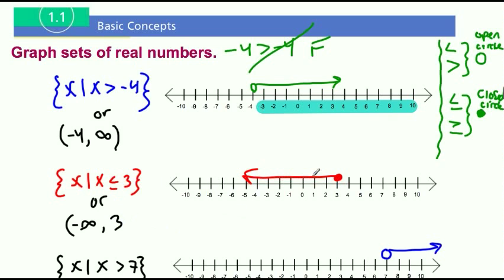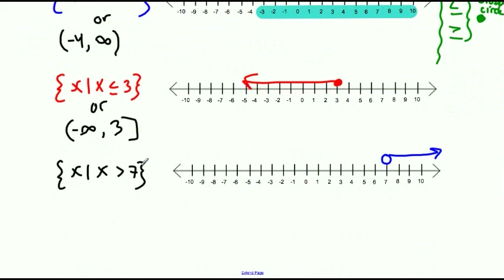But now, since 3 is included, we're going to use a bracket. A little bit of trickery. So that's going to be a bracket right there. How about right here? So the smallest number is 7, right? Let's say we start with 7. So that means we're going to do a parenthesis 7 because it's not included. And it goes forever to the right, so the infinity symbol with another parenthesis.